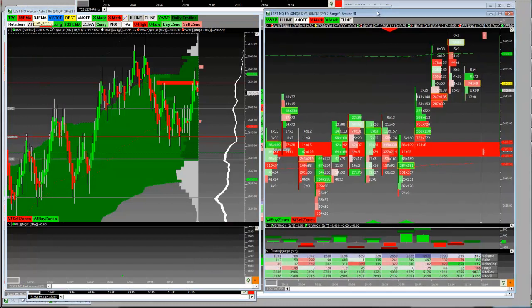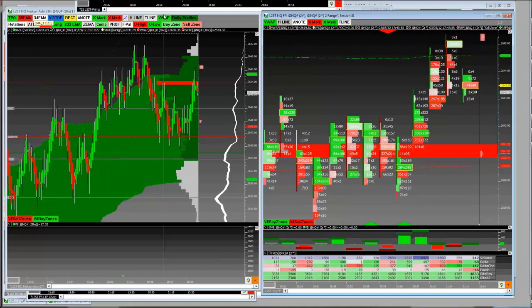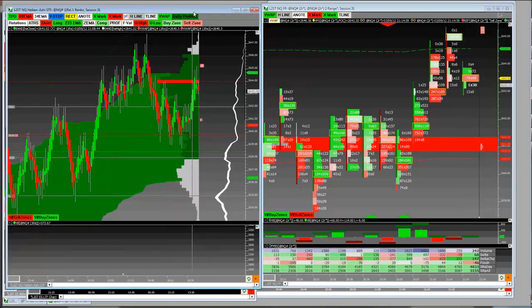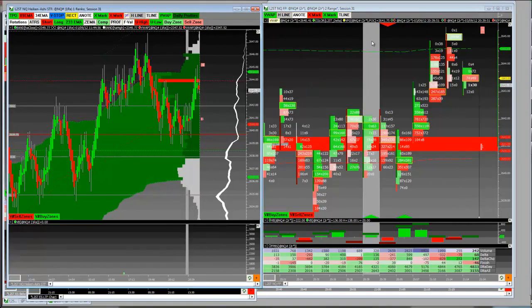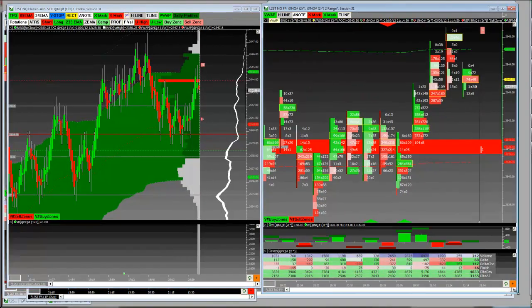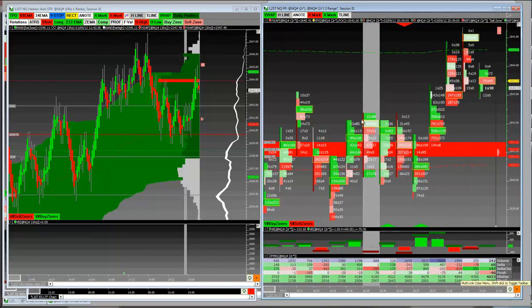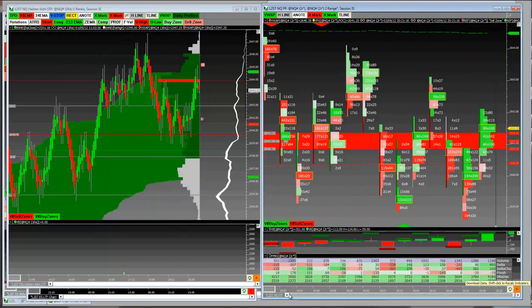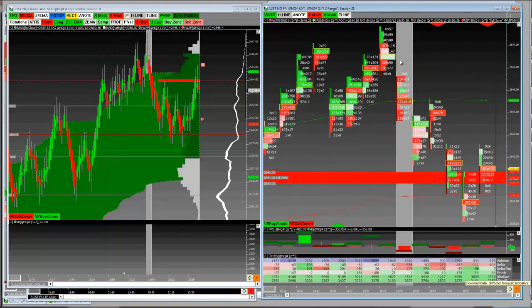I'll show you that now. I like to use something like this. It's the same concept, you're still looking at bid and offer information, but because these markets move so fast, it's a little bit difficult to keep up with the volume at price information. So I find it personally nice to watch this style of footprint, which is a little bit more visual.